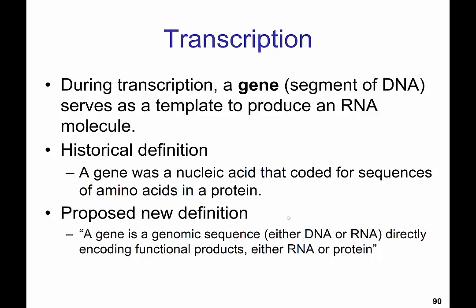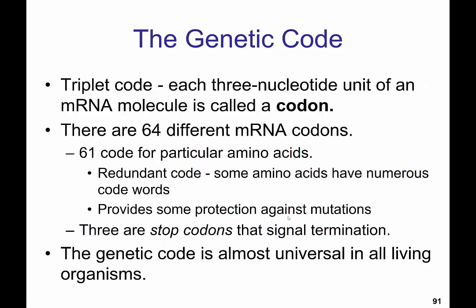So a slight change there, but as we look at this concept of transcription and translation and how we're getting information from that DNA strand, this will make more sense. The genetic code. So how are we getting information from DNA? Within that nucleotide sequence, there's coded information. There's a triplet code. Each 3 nucleotide unit of an mRNA, that's messenger RNA, we'll look at that more momentarily, is called a codon. There are 64 different mRNA codons. 61 of those code for particular amino acids.